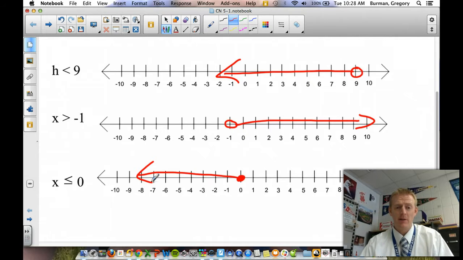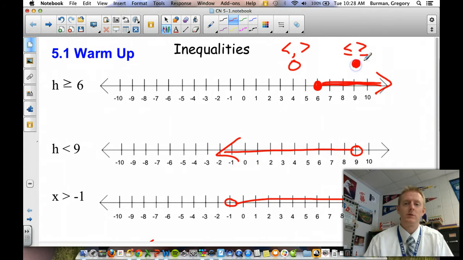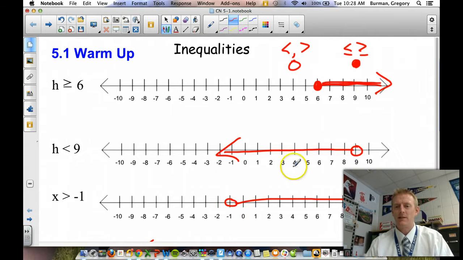Now, if you need a reminder of those things, again, it's super simple. If it's a greater than or less than, we have an open circle. If we have a greater than, less than, or equal to, we have a closed circle. That kind of looks like a face there too.